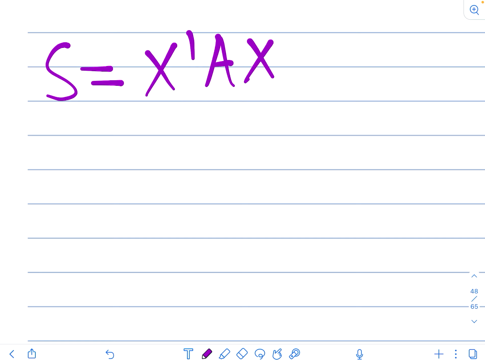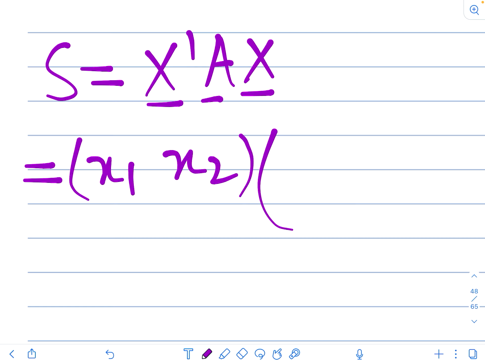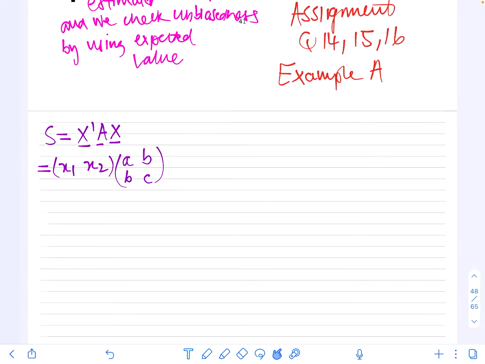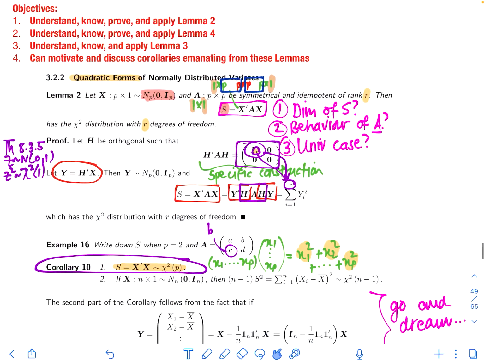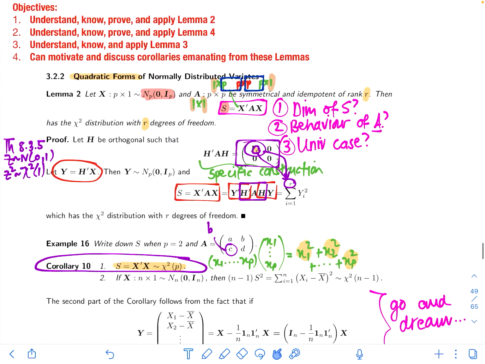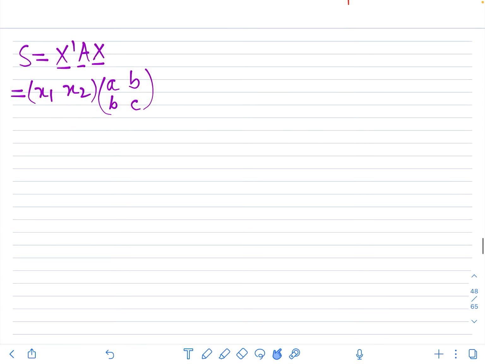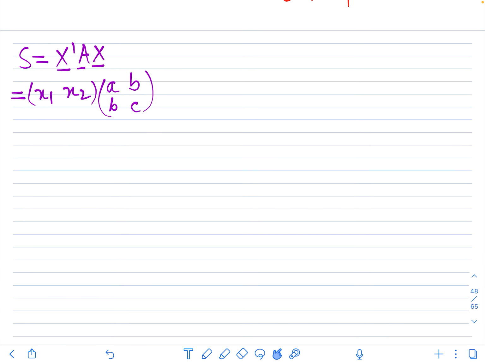I have S, which is X transpose AX, right? And what would this be equal to? Well, X1, X2, I have A, B, B, C. Is that what I had? Let me just make sure. I'm confused now. A, B, C, D. Let's make that A, B, B, C. That should be fine. Let's hold thumbs I don't mess this up. And here I have X1 and X2.